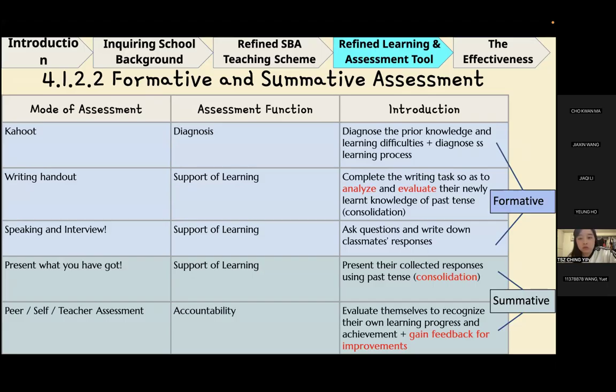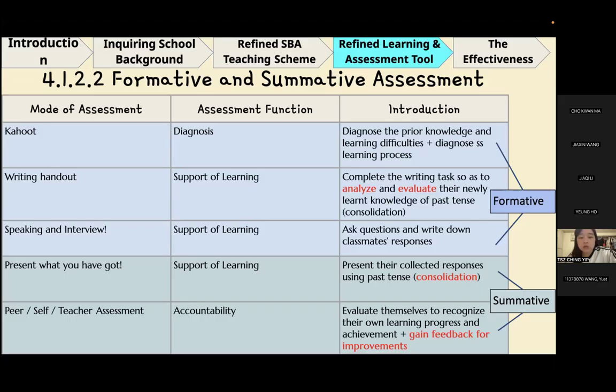For the writing handout, it can support students' learning. A student has to complete the writing task so as to analyze and evaluate the newly learned language of past tense, which can be considered as a consolidation stage.